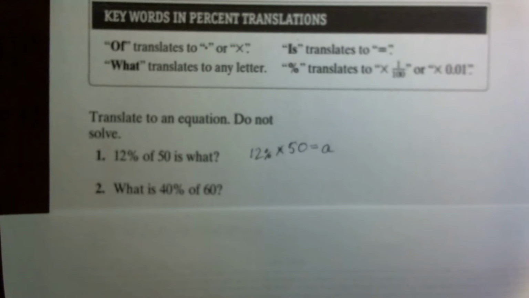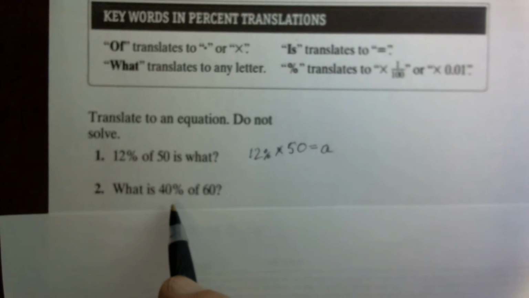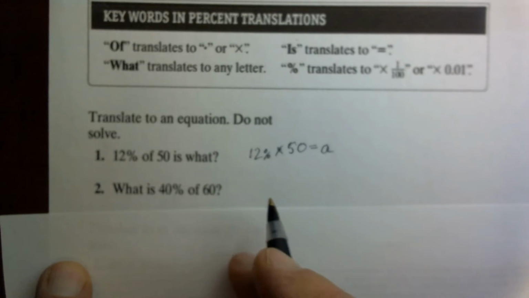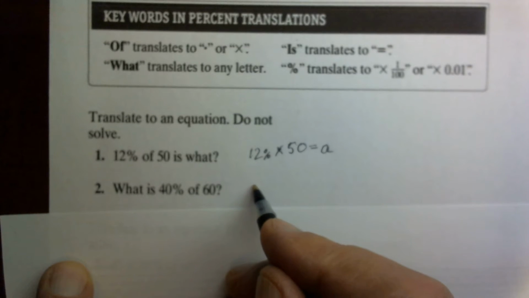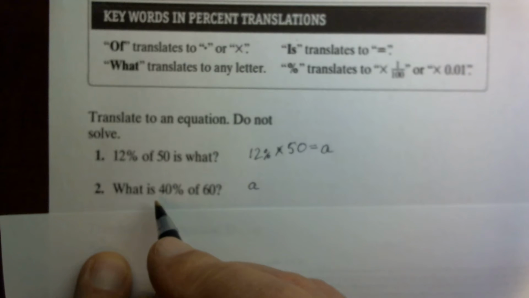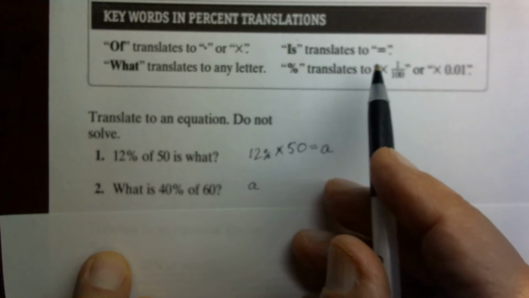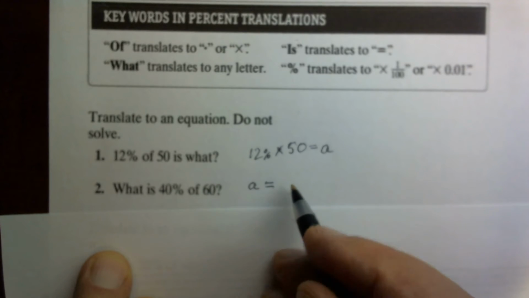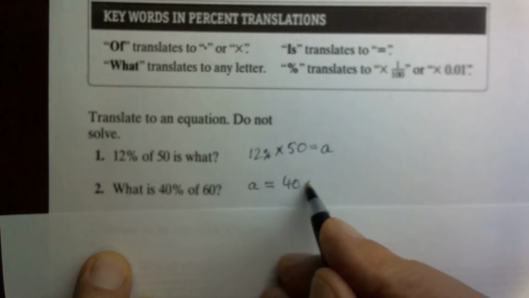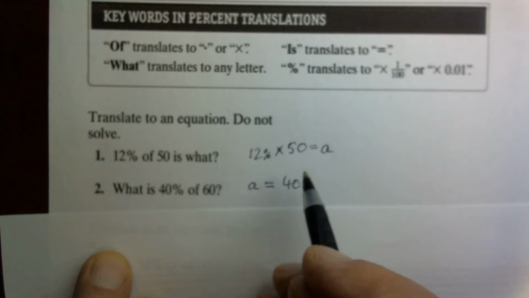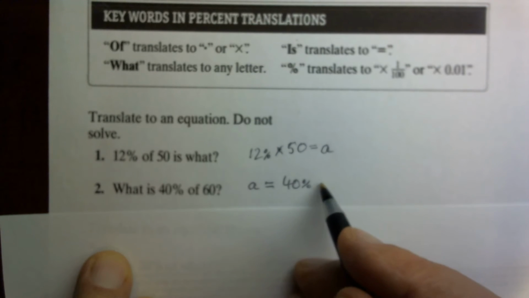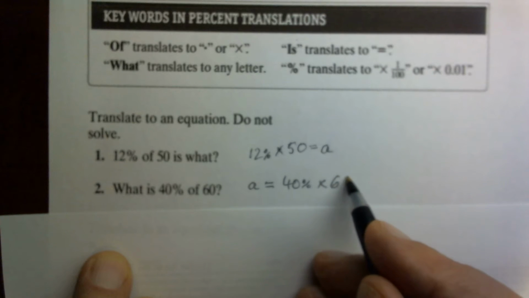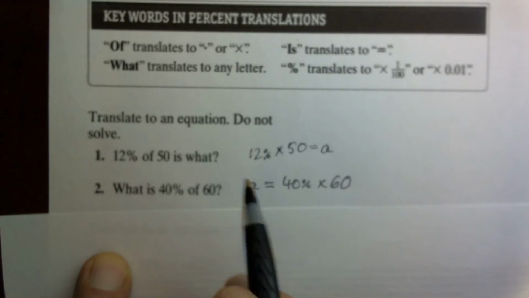Number 2 is, what is 40% of 60? Remember, "what" is a letter, and we can choose the letter A again. "Is" translates to equal, so A equals 40%, "of" is multiplication, 60. And remember, at this point we're not solving this, do not solve.